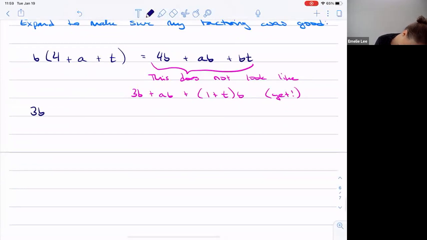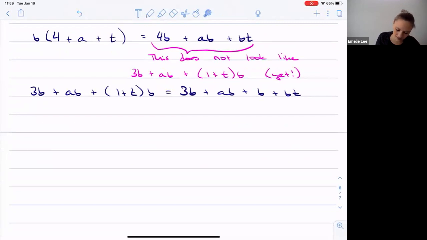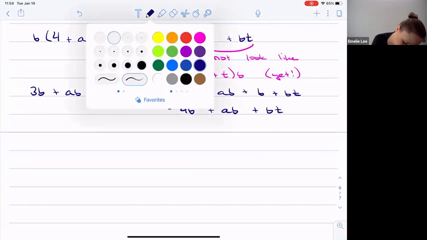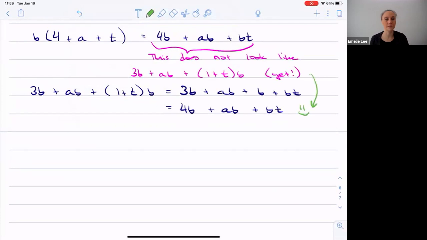So if we do 3b plus ab plus 1 plus t times b, well, that's going to be 3b plus ab plus b plus bt. And if I collect like terms, I have 3b plus 1b, and then ab is another term and bt is another term. So I have 4b plus ab plus bt, which now they're the same. Hey, that doesn't look like a smiley face. Looks like kind of a scared face.